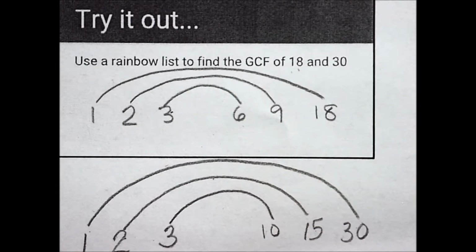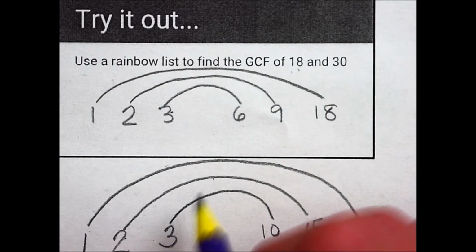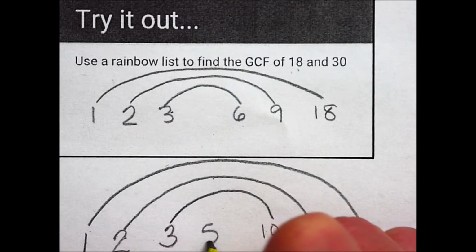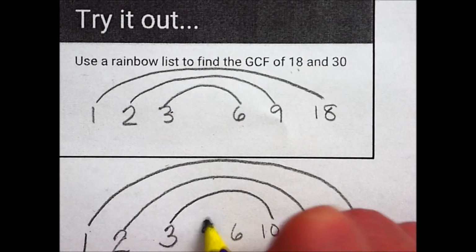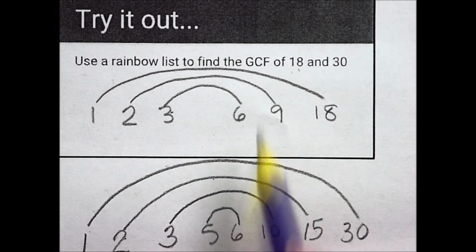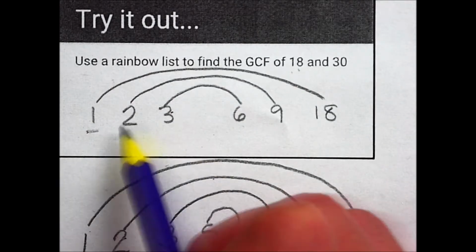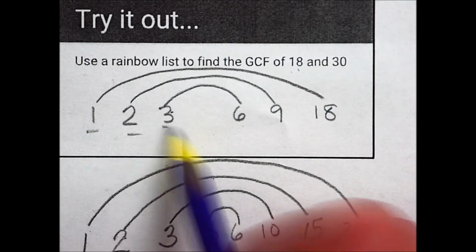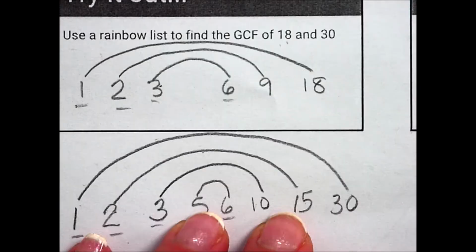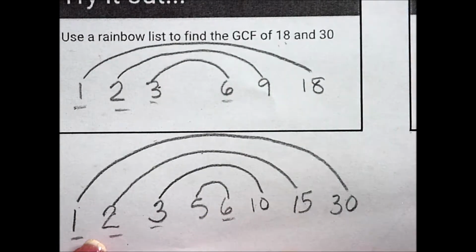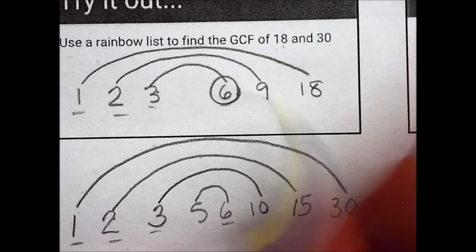There's another factor pair. 4 does not go evenly into 30 because 4 times 7 is 28 and 4 times 8 is 32. 5 will go into 30 because 30 ends in a 0. 5 times 6 is 30. Once you have back-to-back numbers, you are done. And we've listed all of the factors of 30. We have a lot of commons: 1, 2, 3, and 6. The greatest common factor is 6.